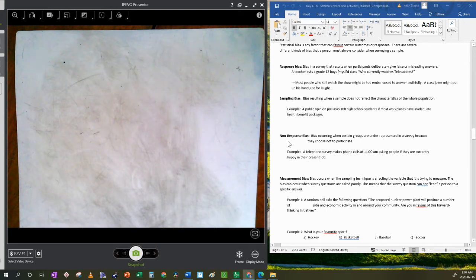Non-response, no response, okay? This is when people are underrepresented because they choose not to participate. So in this example here, a telephone survey makes phone calls at 11 a.m. asking people if they're currently happy in their present job. Well, most jobs are 9 to 5, and most lunch hours are from like 12 to 1 or from 11:30 to 12:30. It's like phoning people at 11 in the morning and asking them if they like their job. Unless you're phoning their work phone, you're probably not going to get a hold of very many of them.